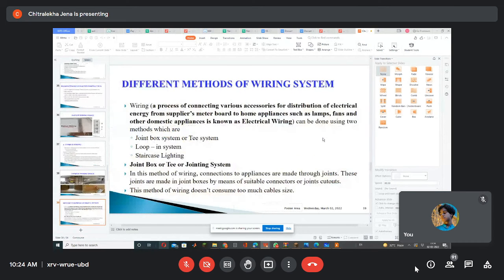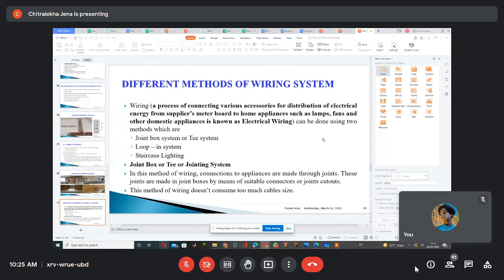Next is different methods of wiring system. Wiring is what? Another three or four slides are there. Wiring is a process of connecting various accessories for distribution of electrical energy from the supplier meter board. Your fan, light, bulb, whatever it may be, is connected to the supplier meter, because supply comes to the energy meter, and from there all the appliances are connected. The connection to home appliances such as lamp, fan, or domestic appliances is known as electrical wiring. It is done in three methods actually.